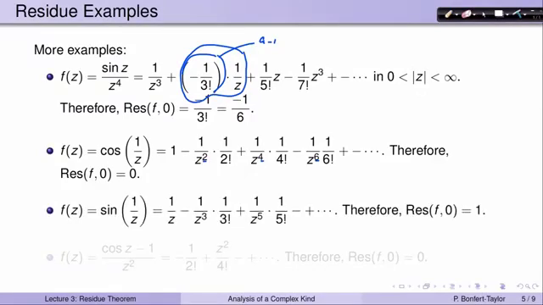How about sine of 1 over z? That function also has an essential singularity at the origin, but the Laurent series expansion has all odd powers of z. And indeed, there is a 1 over z term in the Laurent series expansion, and therefore the residue of f at 0 is equal to 1.